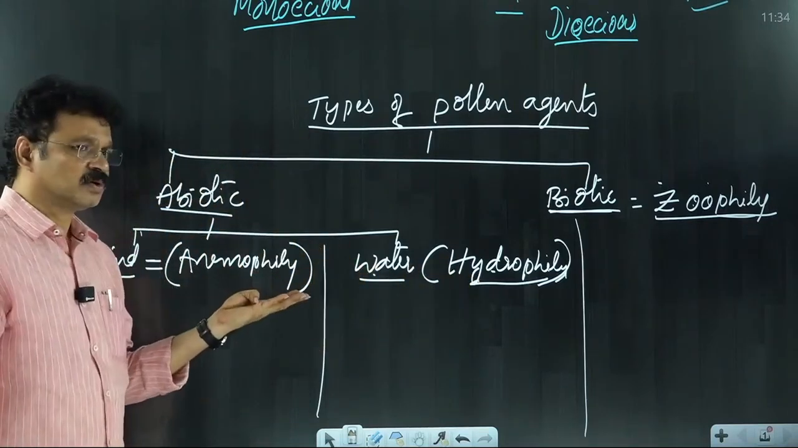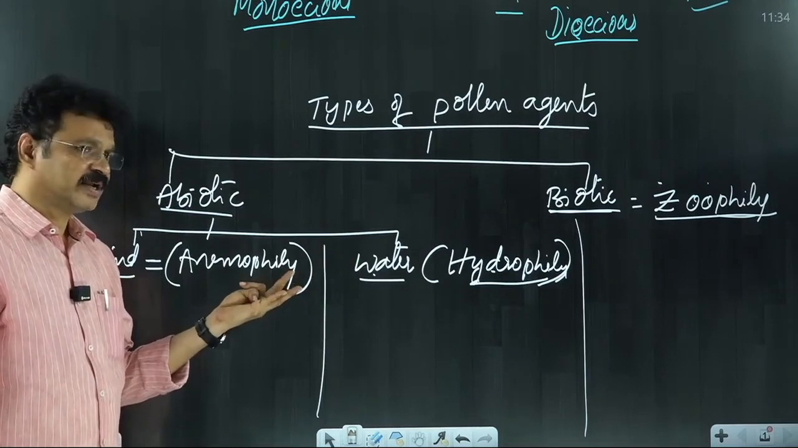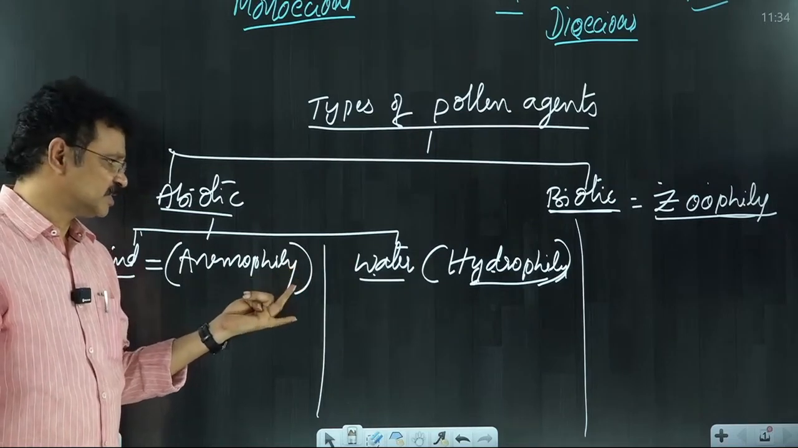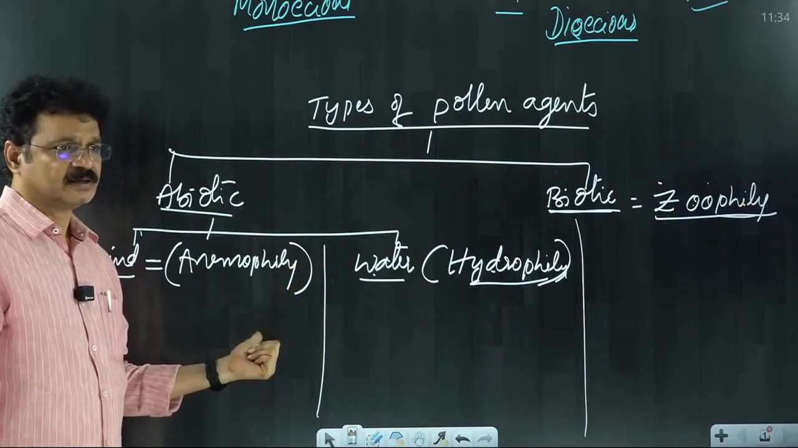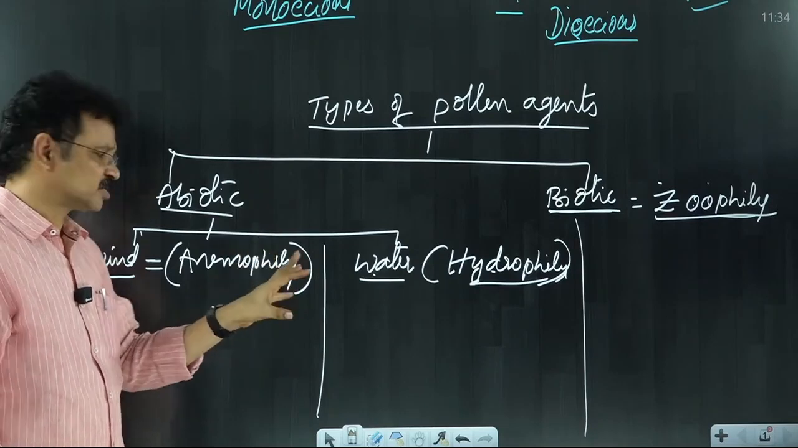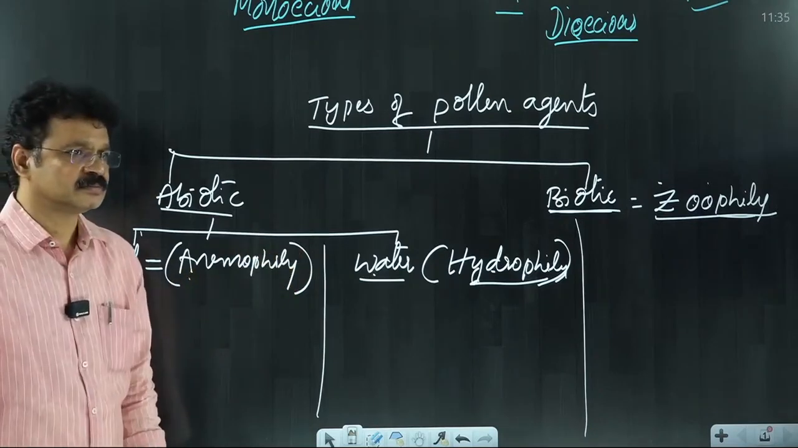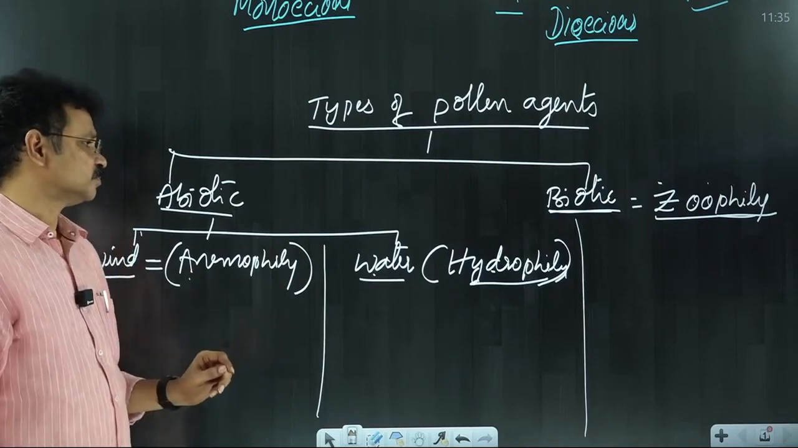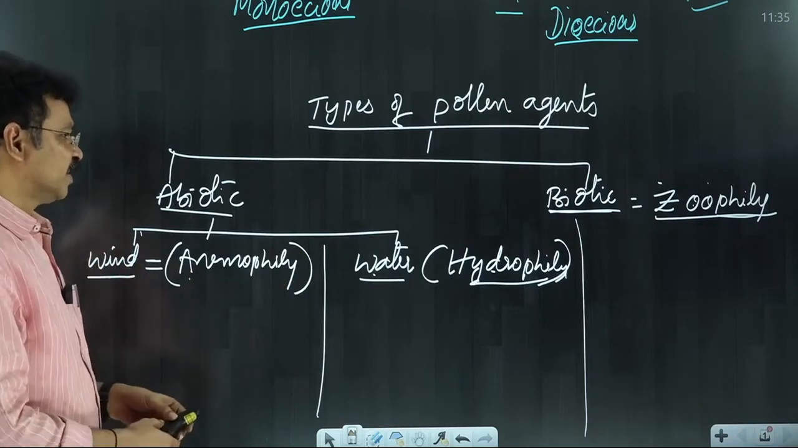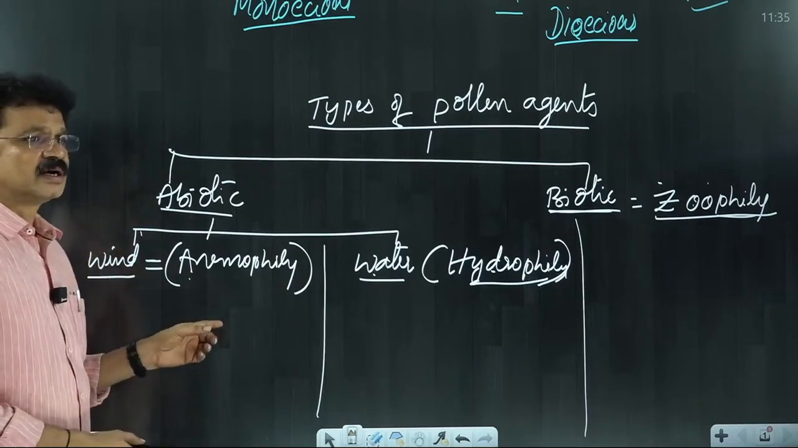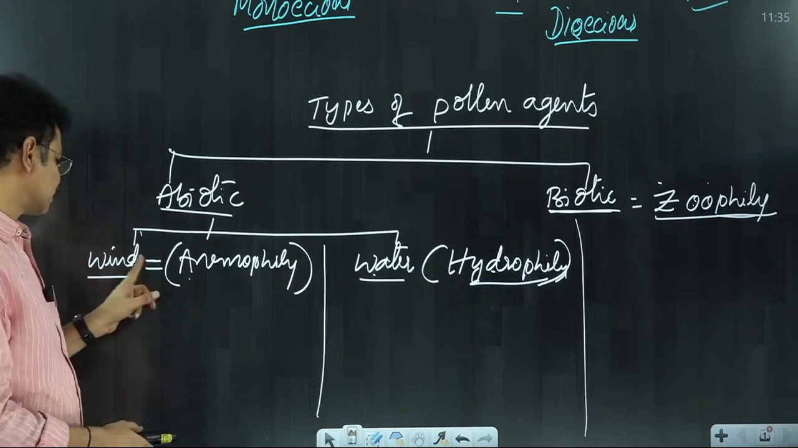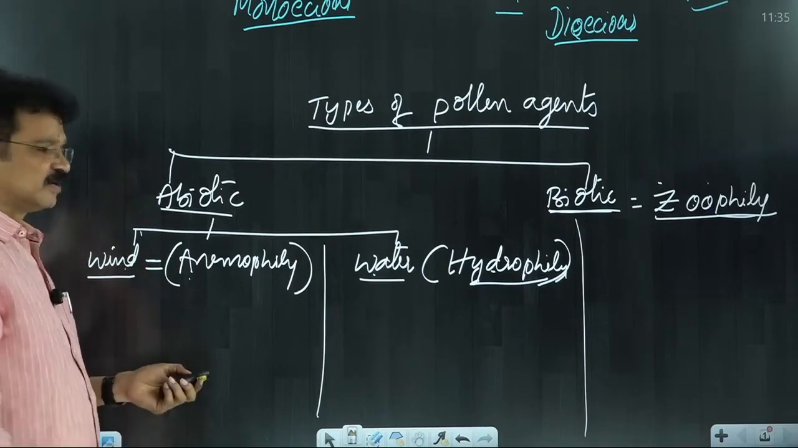Pollen grains that are more numerous, lightweight, small in size and dry are the characteristic features of anemophilous or wind pollinated flowers. A feathery and sticky stigma is also a character of wind pollinated flowers.